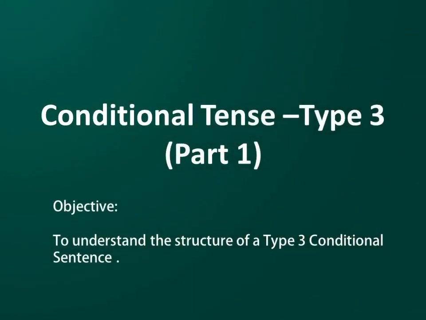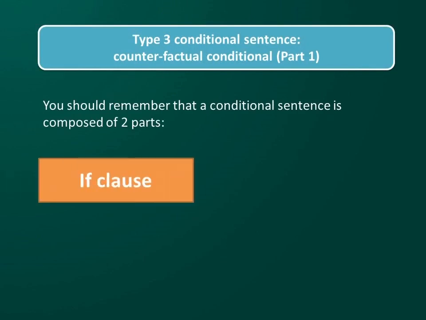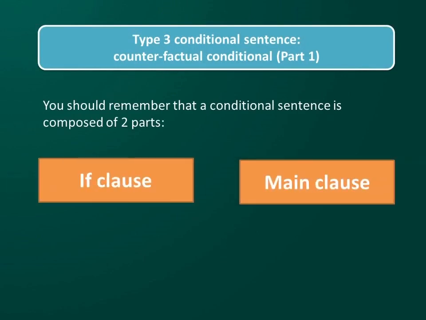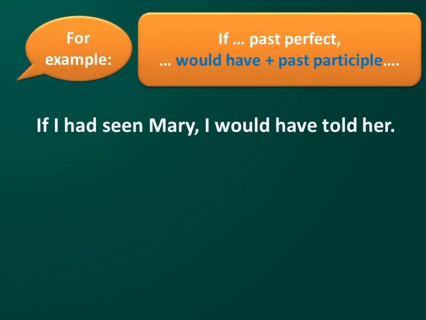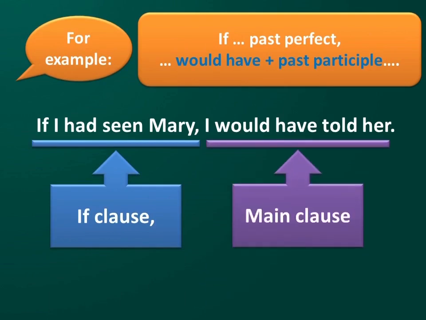Conditional tense. Type 3. Part 1. You should remember that a conditional sentence is composed of two parts: if clause and main clause. For example, if I had seen Mary, I would have told her. In this sentence, if I had seen Mary is the if clause. I would have told her is the main clause.